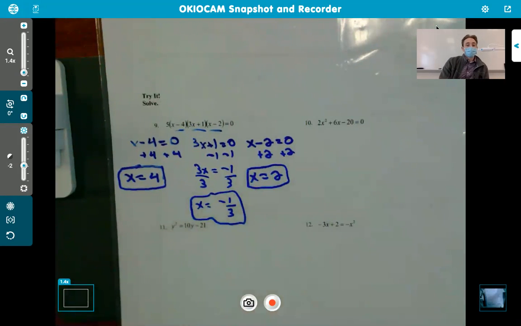Number 10. I have 2x squared plus 6x minus 20 equals 0. All right. First thing I want to do is make sure it's set equal to 0, which I have. The next thing I want to do is check all my different factoring methods. Remember that we have that sequence: GCF, special patterns, factor normally, or slide and divide. Looking at number 10, do I have a GCF? Is there anything that I can take out? Take a 2 out. Good.